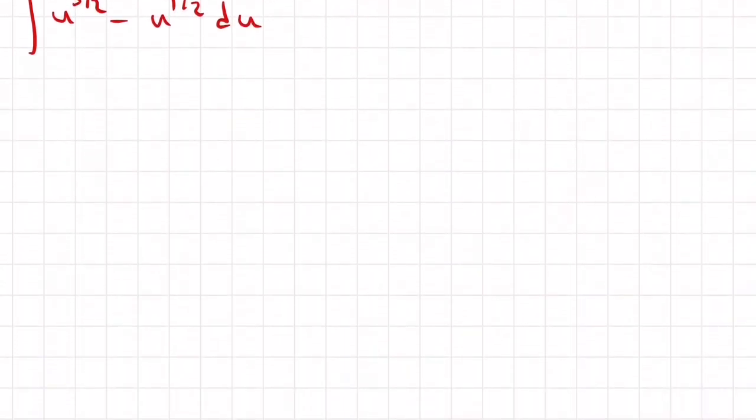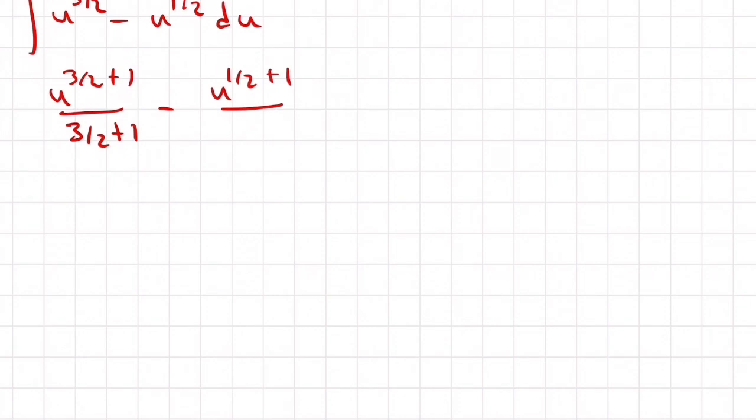Now if we look down here, we can just use the basic power rule in order to solve for this integral. So if we use the basic power rule on u to the 3/2, we should get u to the 3/2 plus 1, divided by 3/2 plus 1, subtracted by u to the 1/2 plus 1 over 1/2 plus 1. And because we're integrating an indefinite integral, we have to add the plus c.